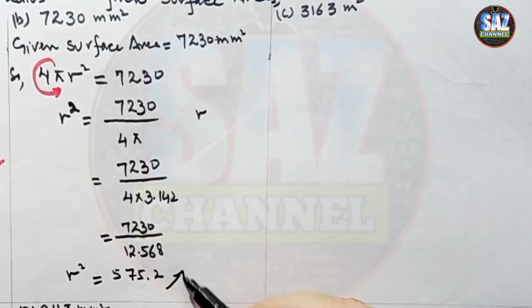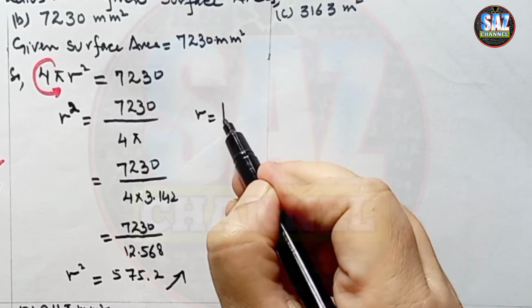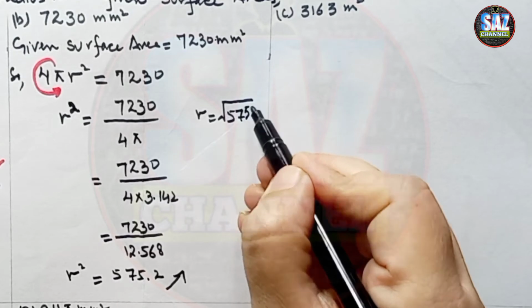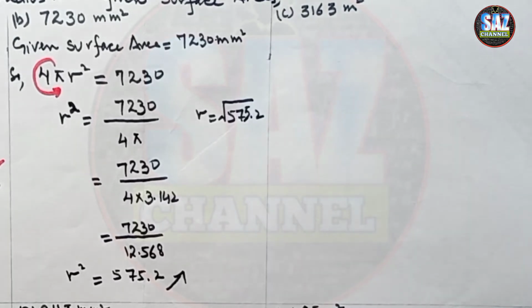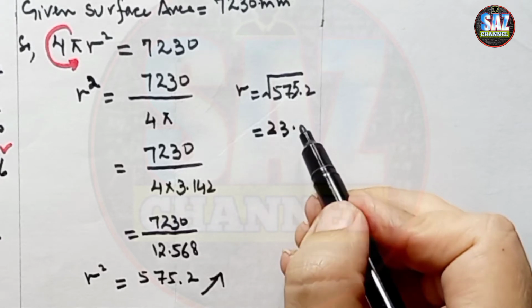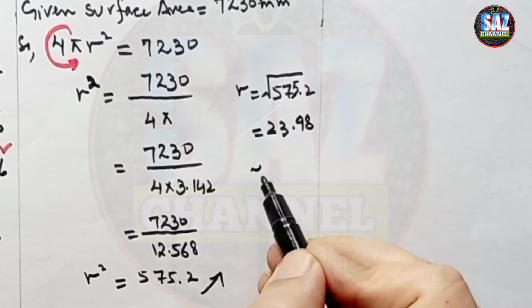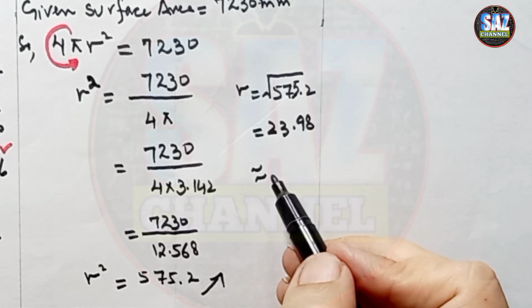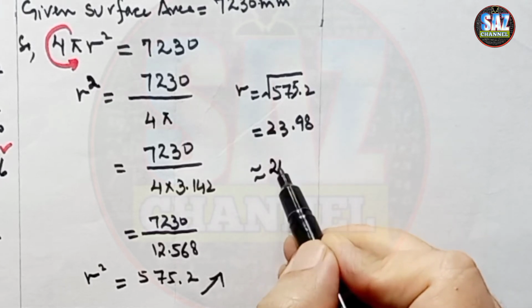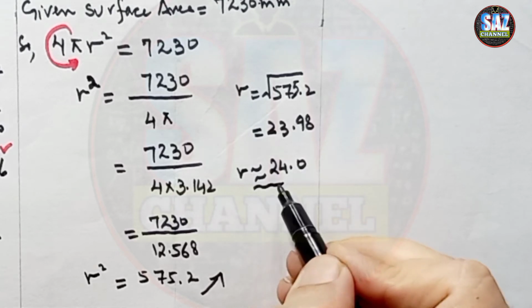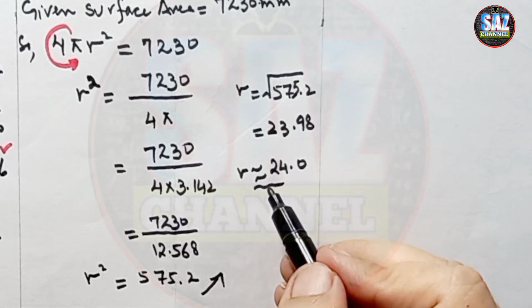So when I will be taking the square root, equation will take the form square root of 575.2. Now I have to take the square root, and this gives me 23.9898, and as I have to give my answer nearest to 3 significant figures, it will become 24.0, and this is the value of r. I hope you are clear about this question, and let's move to the next part.